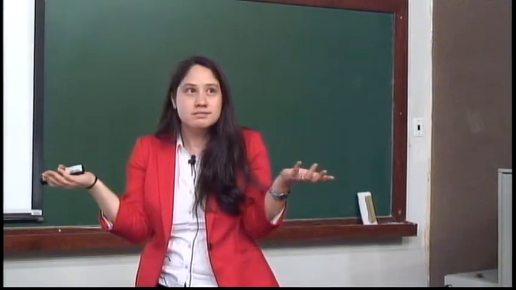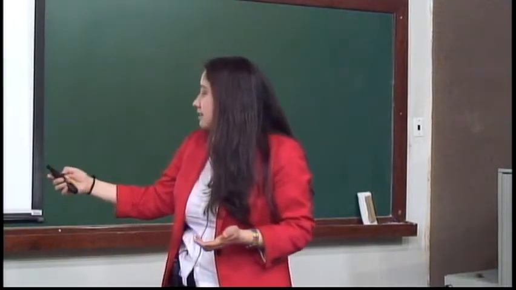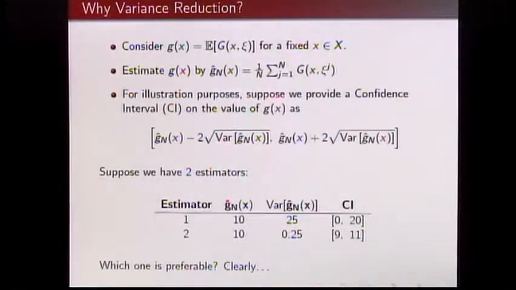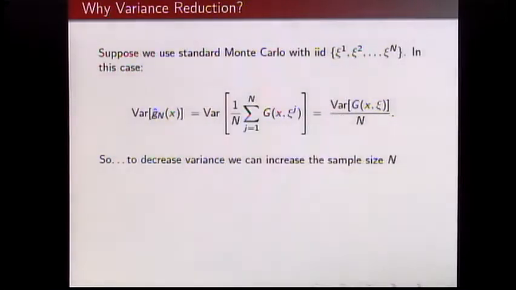Which one do you prefer? Obviously, the second one is a significantly better estimator, right? So this is a very common issue in statistics and simulation. We want to reduce the variance, obviously, because we get much better estimators, all right? So let's just take a look at standard Monte Carlo.